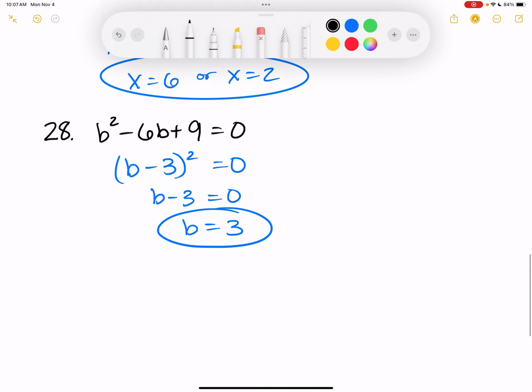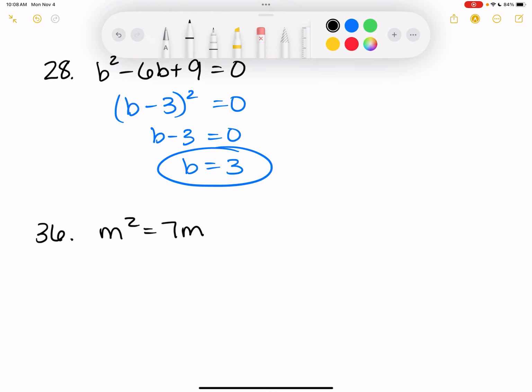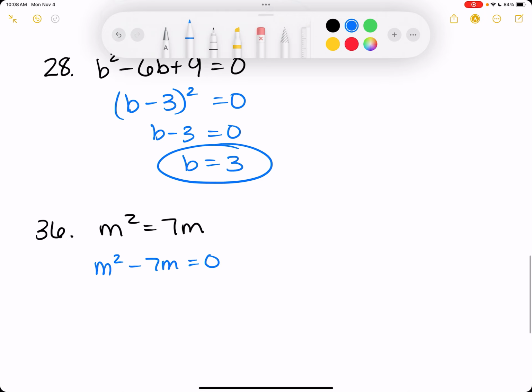All right, last one. m squared equals 7m. So this one's a little different. What we need to do is subtract the 7m over. m squared minus 7m equals 0. Now, what's the common factor here? m. So I can take out an m and I'm left with m minus 7.